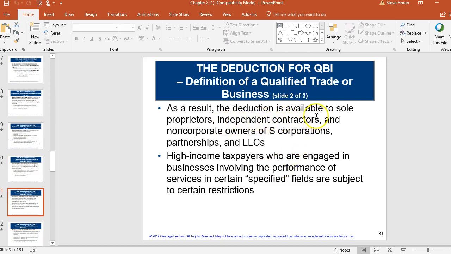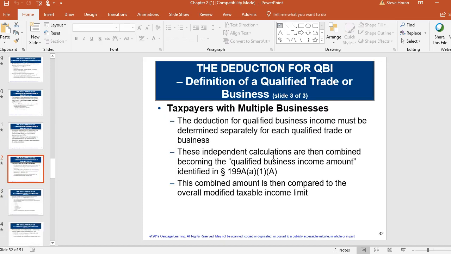As a result, deductions are available to sole proprietors, independent contractors, and non-corporate owners of S corps, partnerships, and LLCs. So almost everybody but the C corps, because the C corps are already taxable entities. High-income taxpayers who are engaged in businesses involving the performance of services in certain specified fields are subject to restrictions. And they'll show us what those specified fields are.